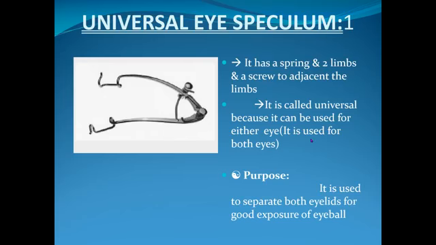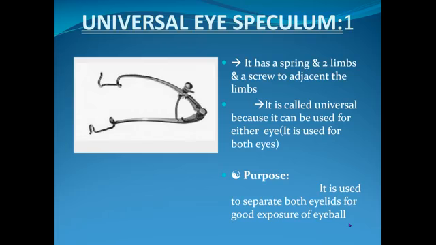There is no need for one instrument for the right eye and another instrument for the left eye. One instrument: when you need it in right eye surgery, you use this instrument, and when you need it in the left eye, this instrument is used in both eyes. And the purpose is just that it helps to open the eye. It is used to separate both eyelids for good exposure of the eyeball.